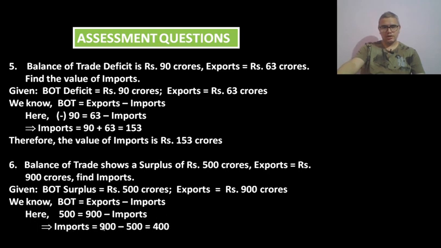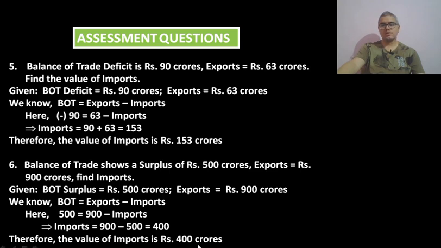So here ultimately we find the value of imports as 400. 900 minus 500, that is okay. So the value of imports is rupees 400 crores. In both these questions, we see that balance of trade is given and the value of exports is given, and we are asked to find imports.